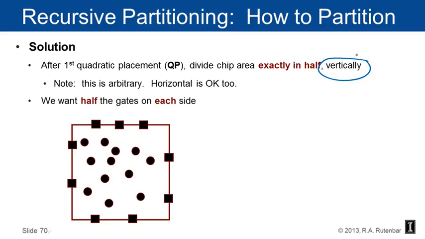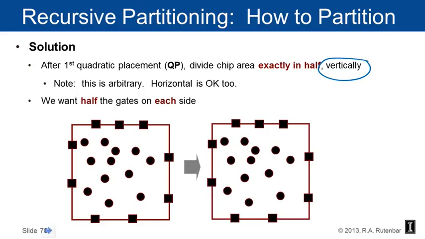And for us, we're just going to pick vertically as the way to divide it. Now note, this is completely arbitrary. You could divide it horizontally, but for us it doesn't matter. We're just going to do a vertical division. And we want half of the gates on each side, right? So we're going to slice it, and we want half of the gates to be on the left-hand side, and we want half of the gates to be on the right-hand side. And the question is, how do we make that happen?